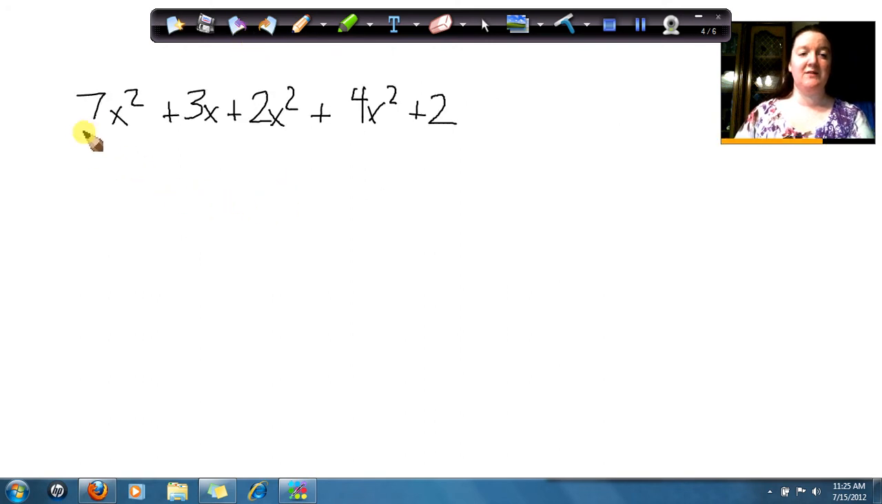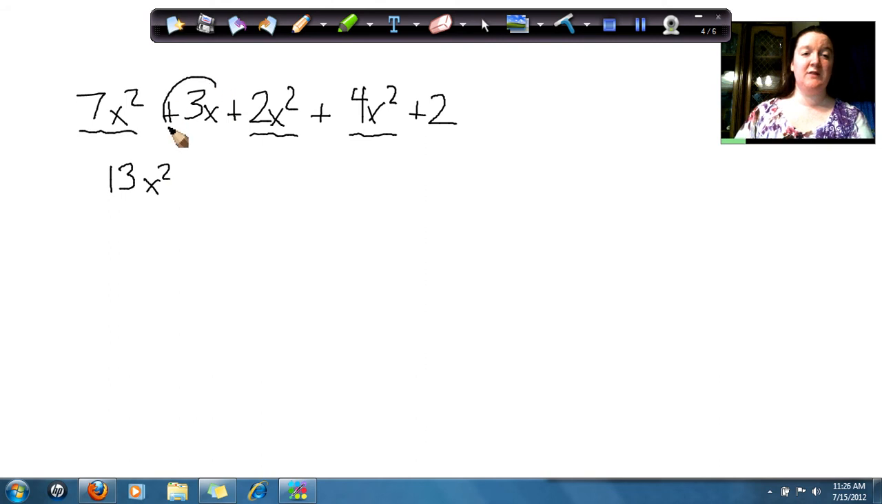Here we have 7x squared and 2x squared and 4x squared. Those are all like terms, so we're going to add those together. We're going to add the coefficients 7 plus 2 plus 4. And 7 plus 2 is 9, plus 4 is 13. So I'm going to have 13x squared.